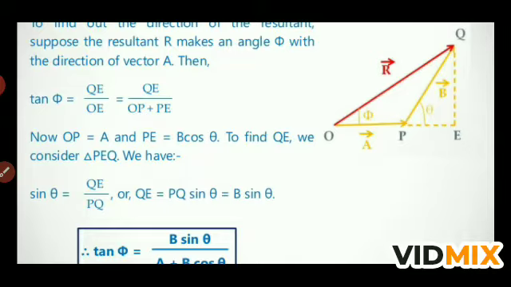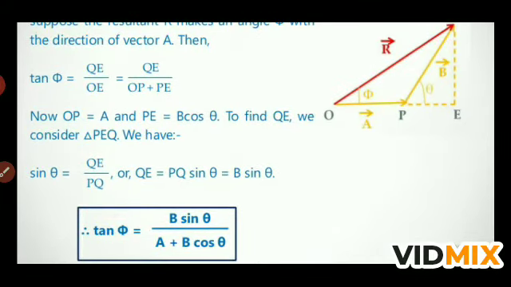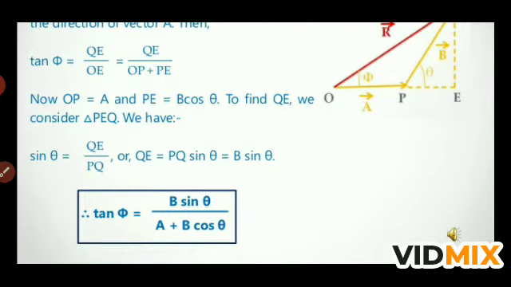So we can put the value here. To find QE, we consider triangle PEQ. In triangle PEQ, sin theta is equal to QE upon PQ, or QE is equal to PQ sin theta, or B sin theta. In place of PQ, we can use B, because B is the magnitude of PQ. So you put all the values in the formula.